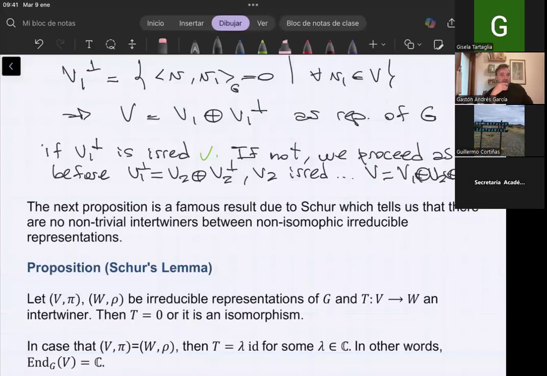Yes, unitary means equipped with an inner product which is G invariant. This is what I wanted to say before. Maybe it was not clearly stated. Yes, we have an inner product that is G invariant, and this inner product is given by the Haar measure. This is why we are using that the group is compact.